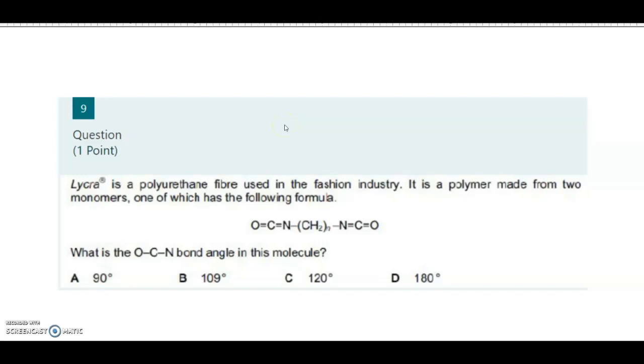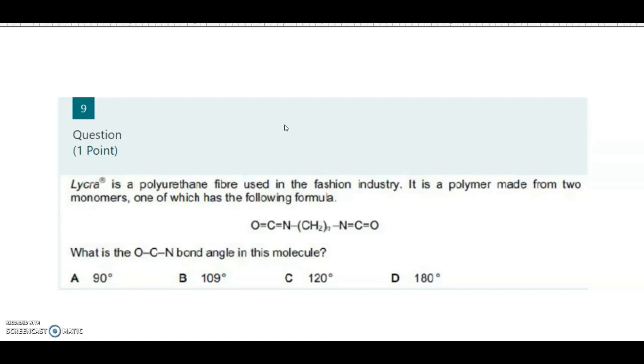Lycra is a polyurethane fiber used in the fashion industry. It is a polymer made from two monomers, one of which has the following formula. Which is the OCN bond angle in this molecule?